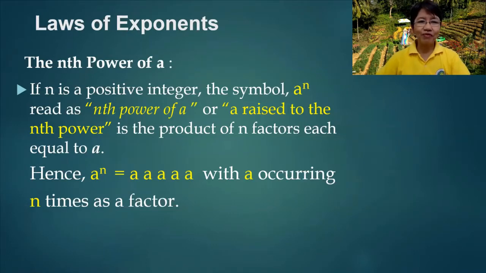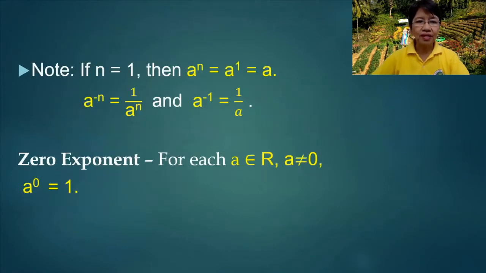The nth power of a, if a is a positive integer: the symbol a to the n, read as the nth power of a, or a raised to the nth power, is the product of n factors, each equal to a. Hence, a to the n is equal to a times a times a times a, with a occurring n times as a factor. Note, if n is equal to 1, then a to the n is equal to a.